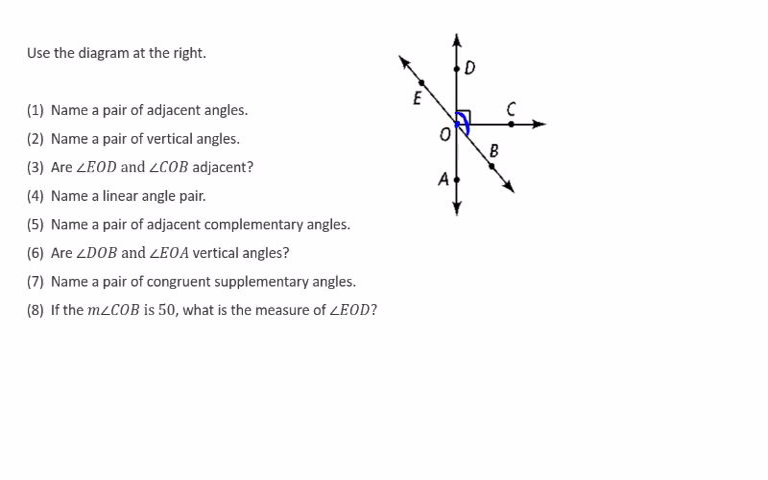Okay. So one pair would be DOB and EOA, right? So angle DOB and angle EOA. So these should only share 1 point, right? Just their vertexes in common, and then their sides should be opposite rays, right? So OD is the opposite ray with OA, and OE is the opposite ray with OB. Okay? All right. So I'll let you find the other vertical pair.